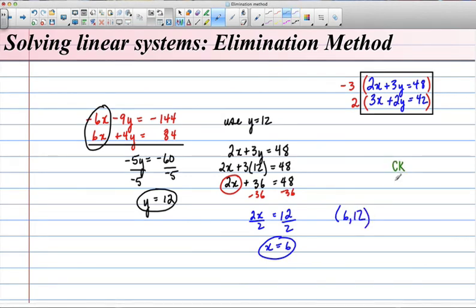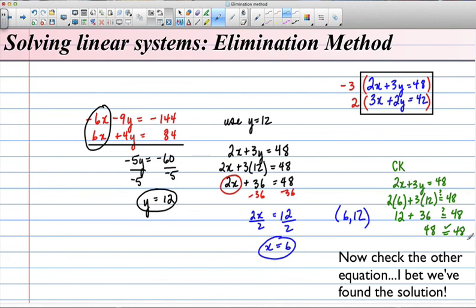We'll take the original 2x plus 3y equals 48, and we'll plug in the 6 along with the 12 and check if it's 48. 12 plus 36, does that equal 48? And yes, in fact, 48 does equal 48. I think we better stop here and start a new video.